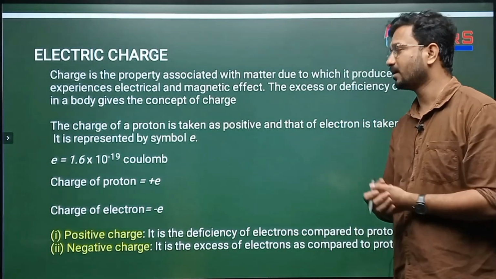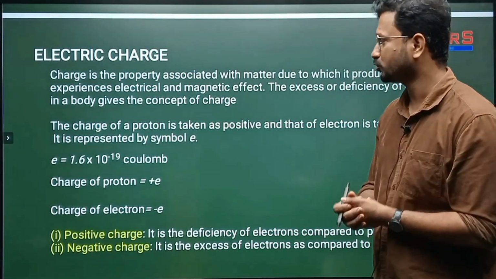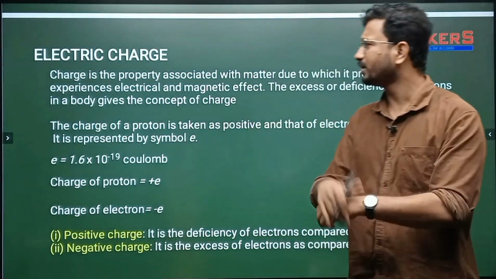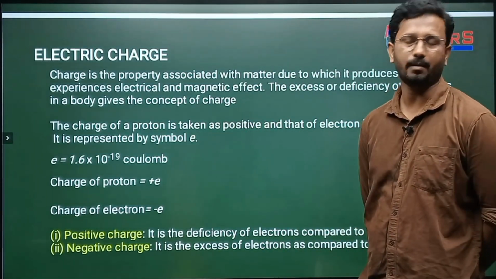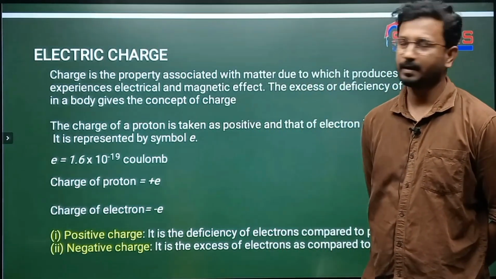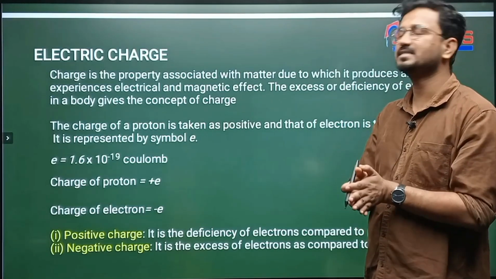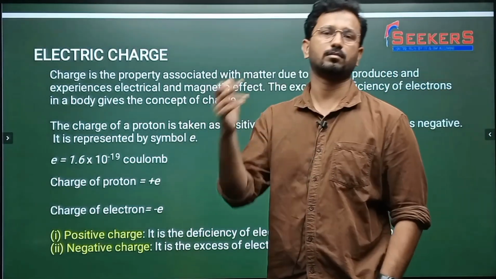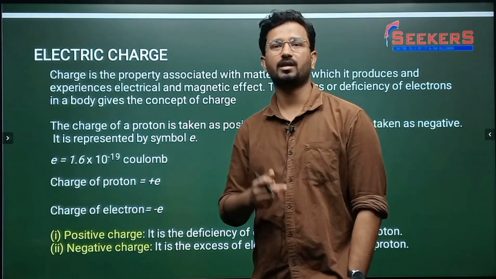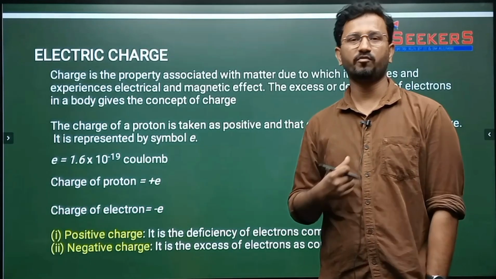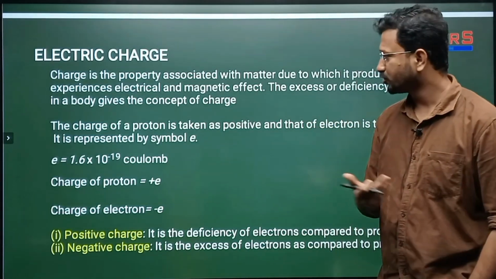So from where does the charge come? What is the source of charge? The source of charge is basically the electrons and protons. Generally we talk in terms of electrons, because from any matter we cannot remove the protons. The electron is the particle which we can easily remove. Electrons are present in the outer orbits of the atom, revolving around. So we can remove the electrons. Electrons are removable.